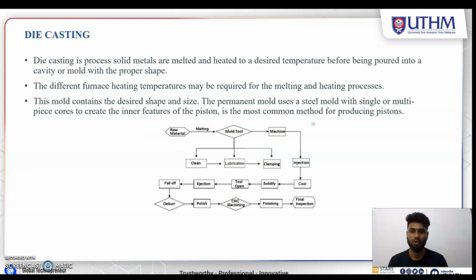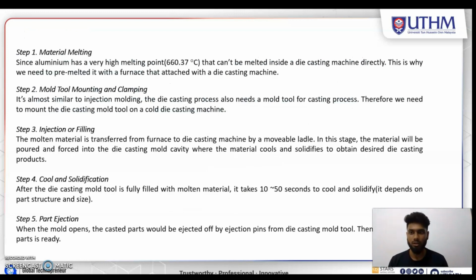Die casting is the process where solid metal is melted and heated to a desired temperature before being poured into a cavity or mold with a proper shape. Different furnace heating temperatures may be required for the melting and heating process. So the picture below is the process of die casting, which I'm going to explain after this.